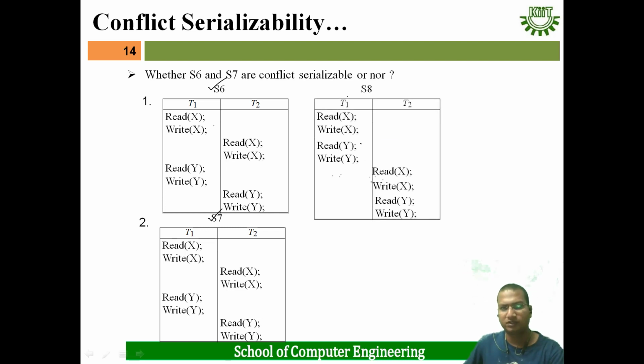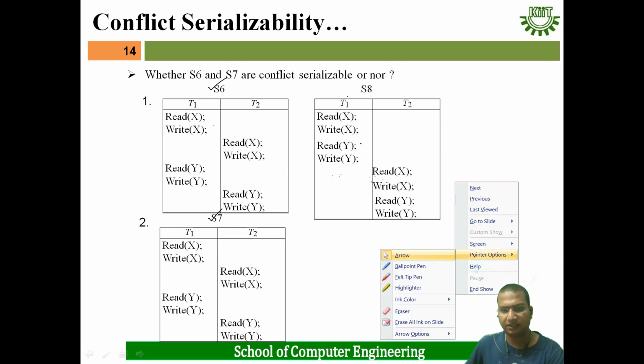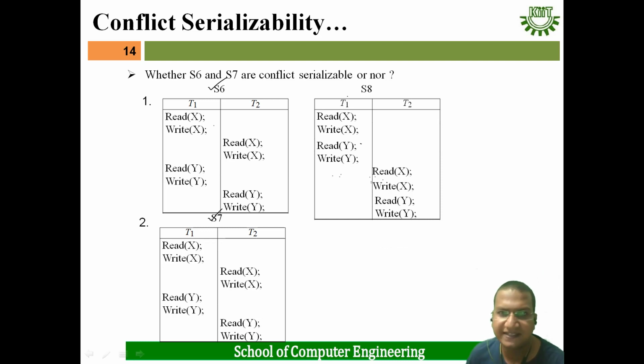Okay, suppose S8 is the corresponding serial schedule of S6. Why? Because in transaction T1, all the instructions I have put here, and in transaction T2, whatever instructions are present, I have put in one place. Now we'll see whether S6 and S8 are conflict equivalent or not. If S6 and S8 are conflict equivalent, then we can say that S6 is a conflict serializable schedule.